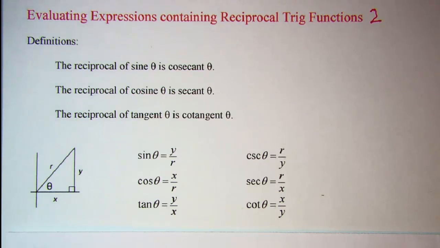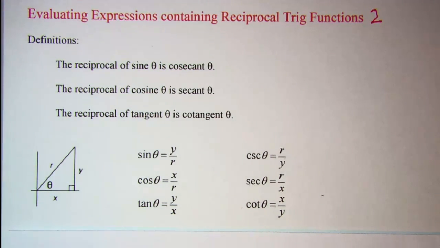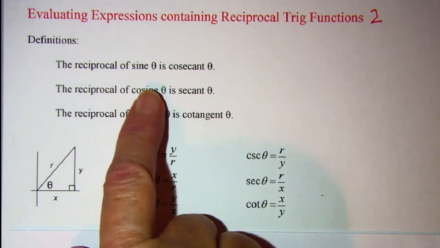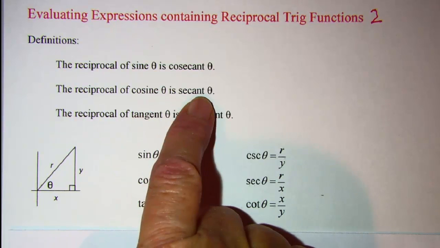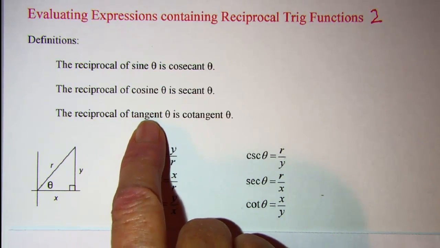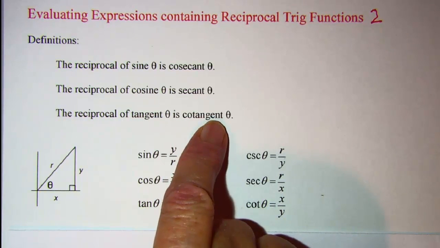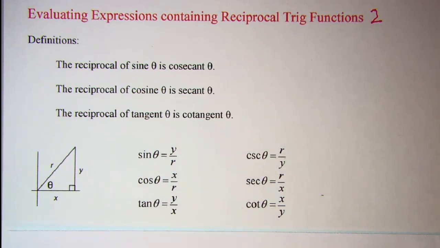In this video, we will be looking at some more expressions which contain reciprocal trig functions. The reciprocal of sine is cosecant, the reciprocal of cosine is secant, and the reciprocal of tangent is cotangent. Take a moment to copy these down in your notes.